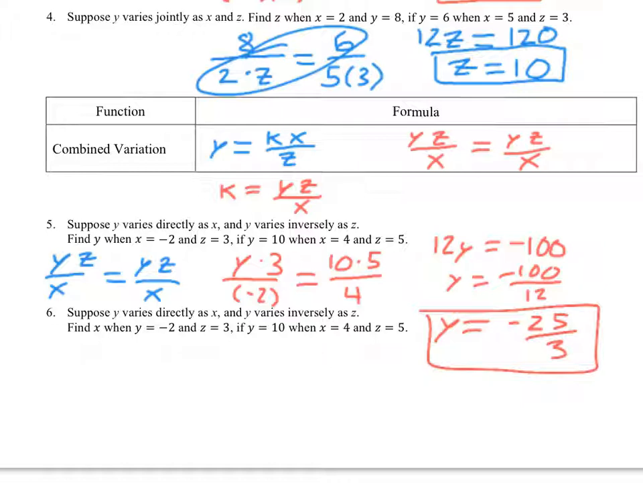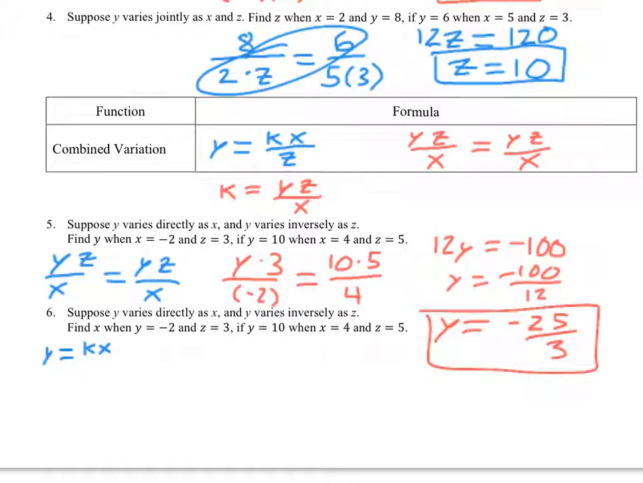Suppose y varies directly as x and y varies inversely as z. So I'm going to show the formula with k in it just in case that's the one that you memorize and you don't memorize the other one. So y varies directly as x. We know that that means y equals k times x.